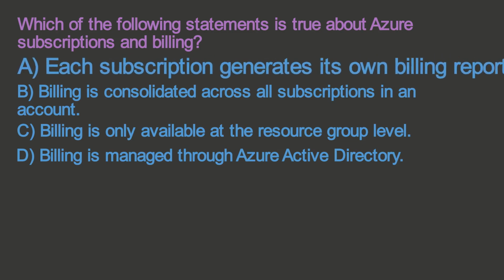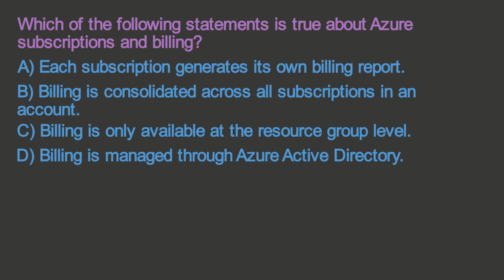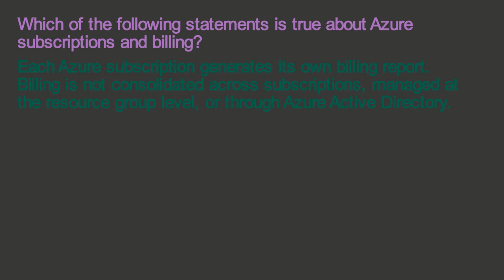The correct answer is A. Each subscription generates its own billing report. Each Azure subscription generates its own billing report. Billing is not consolidated across subscriptions, managed at the resource group level, or through Azure Active Directory.